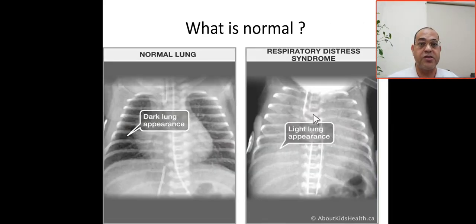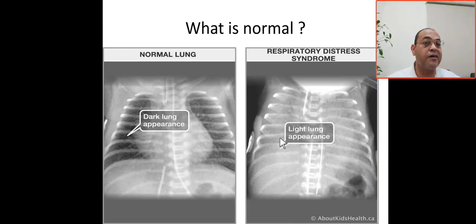What is normal? If you see here, this is the normal X-ray, the dark lung appearance. You see here, this is dark lung appearance. This is a normal X-ray. And what is this? Light lung appearance. This is the opacities. It will be white. So this is light lung appearance.